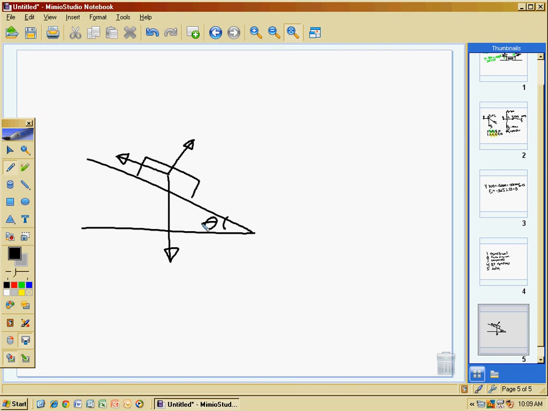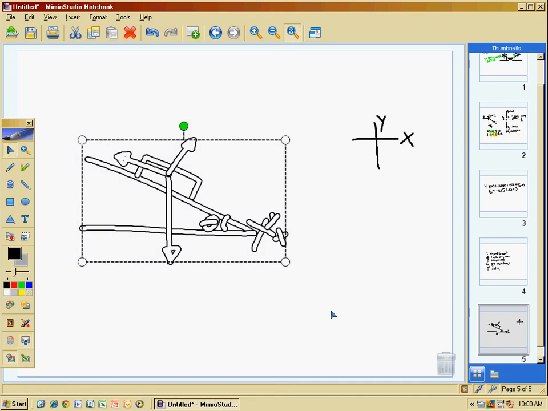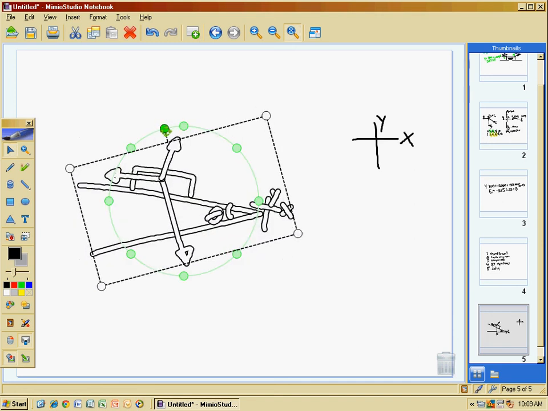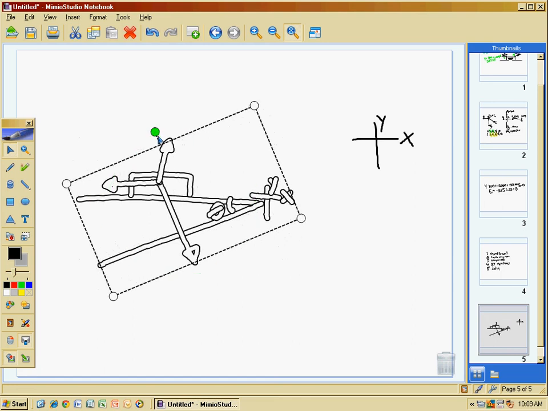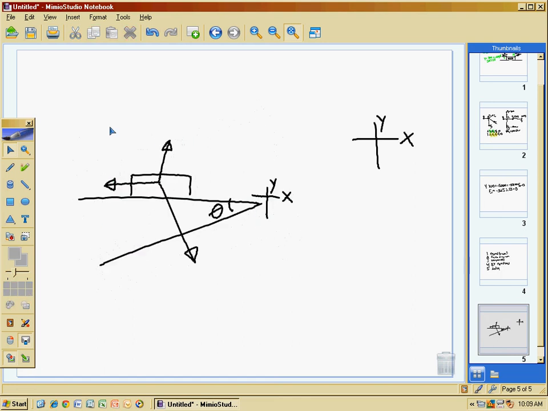Instead of looking at everything normally, we just tilt everything a little bit. Instead of saying that xy is like this, we say it's like this. So basically what we're trying to do is just tilt everything so that now our ramp is nice and flat. So now what's the only thing we have that's at an angle? Gravity.